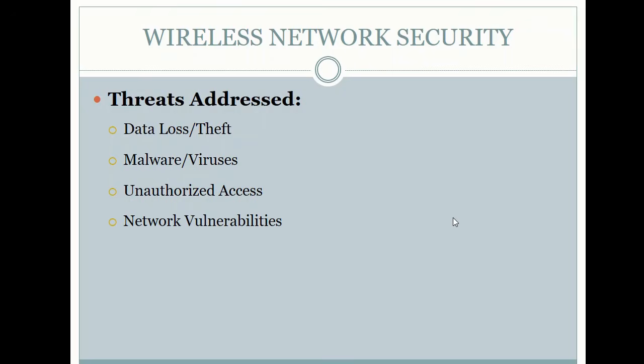Threats addressed: what are the default threats that we can find in network security? First, data loss or theft. Sometimes the data can be stolen by someone else via a man in the middle attack or denial of service attack. Many types of attacks are there, such as phishing attacks. Via some of these attacks, the data can be stolen from a particular network. The next one is malware or viruses. Malware files can be downloaded with or without our knowledge, and unauthorized access and network vulnerabilities are there. These are some of the basic threats that we can find in wireless network security.